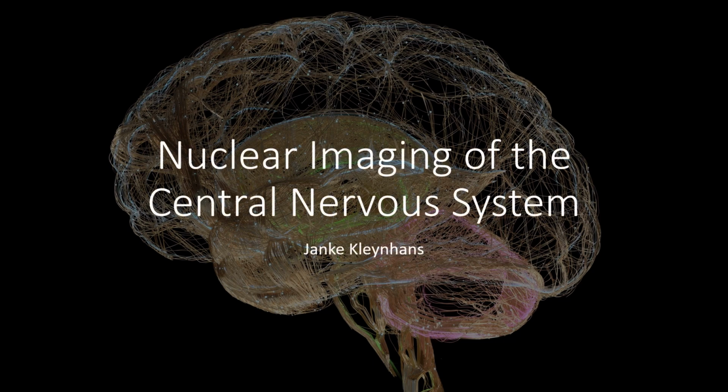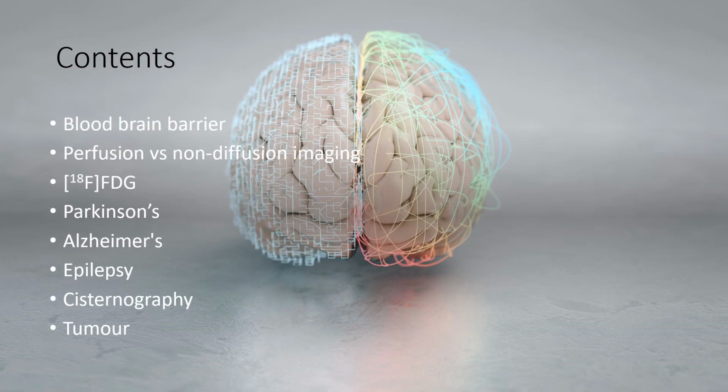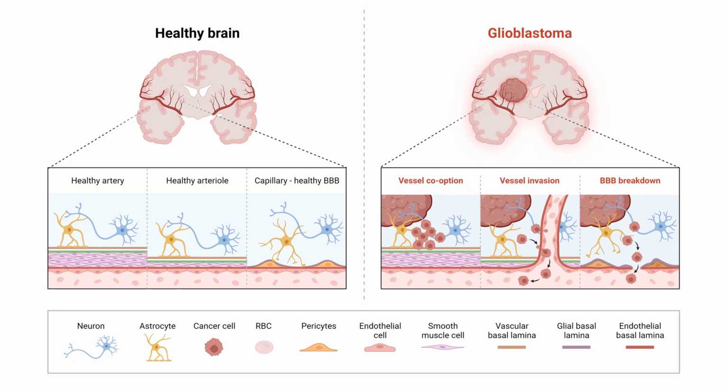Today we will be discussing nuclear imaging of the central nervous system, and the contents will be firstly discussing the blood-brain barrier, because it's important whenever you look at any radiopharmaceutical that has to be delivered to the brain or the central nervous system in general, the perfusion versus non-diffusion imaging. For just blood perfusion, the metabolic imaging with FDG, some certain diseases, and finally also a bit of tumor imaging.